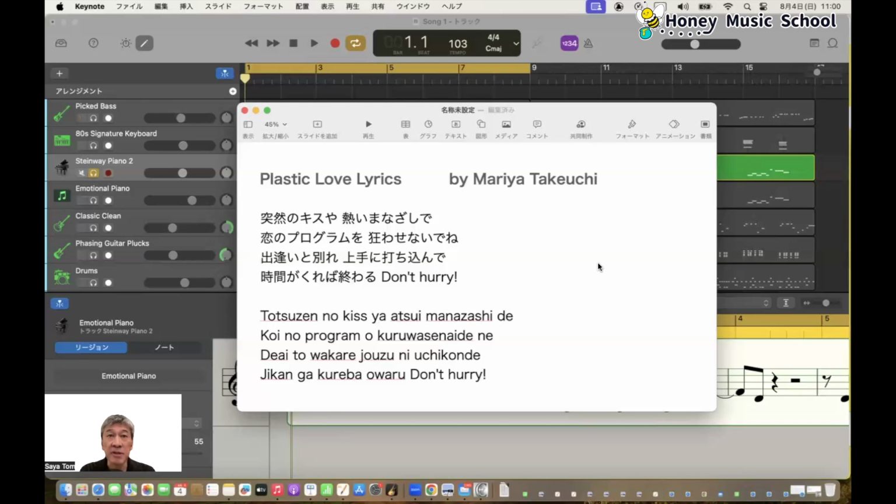It became sort of the standard, also represented this bubble economy in Japan. So the lyrics obviously reflect that era in Japan and especially in Tokyo. Right. So this is about plastic love, which means it's artificial. It's on the surface, right? Superficial, artificial, right? Not real love.